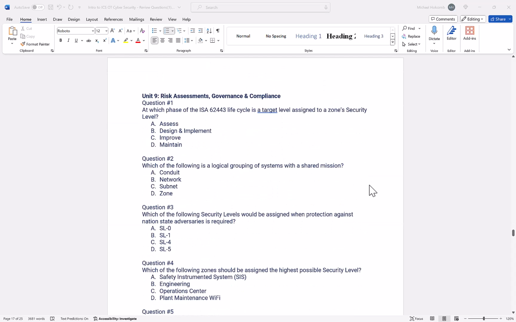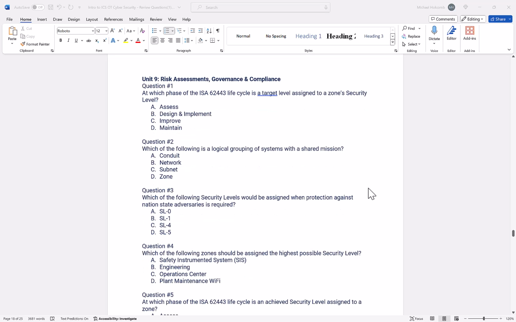Okay, so we're starting to wind down. Unit 9, risk assessments, governance, and compliance. Probably everybody's least favorite section before we get to everybody's favorite section of pen testing. But question 1, at which phase of the ISA 62443 lifecycle is a target level assigned to a zone's security level? You can see we have this assess phase where we do at least an initial risk assessment, understanding the environment and what level of risk is associated.